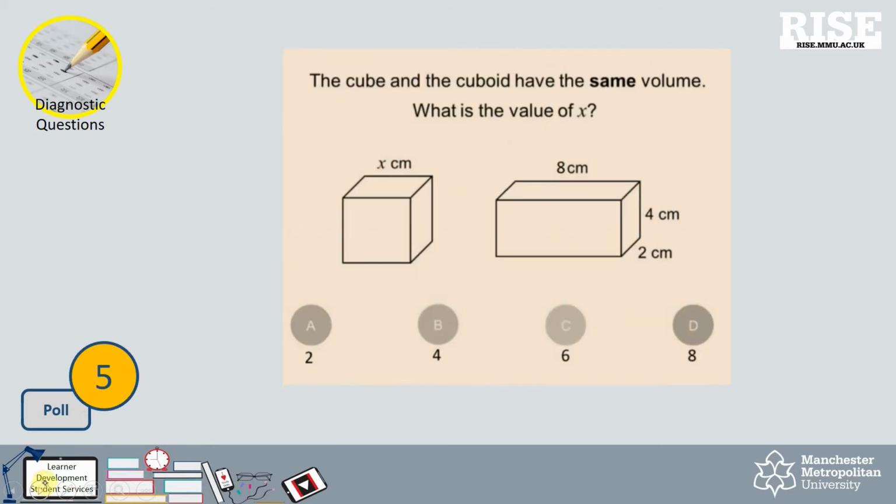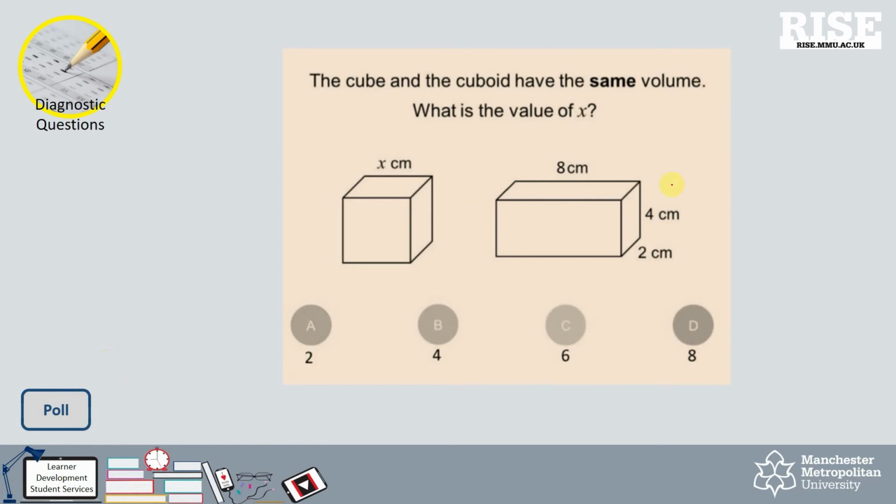This cube and cuboid have the same volume. Can you work out what the value of x is? I can't do much with that cube just yet because I don't know what any of the side lengths are. So let's start with the cuboid.